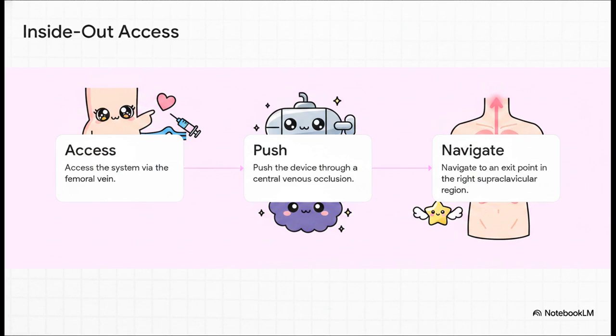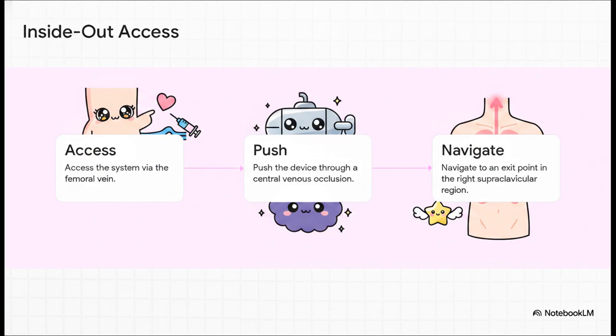It's called the inside-out access, or IOA technique, and it's specifically designed for the Surfacer device to preserve access in chronically occluded veins. Step 1, the physician accesses the system via the femoral vein all the way down in the leg. Step 2, they push the device up and directly through a central venous occlusion. And Step 3, they navigate to an exit point in the right supraclavicular region. It literally works inside out to bypass the blockage.